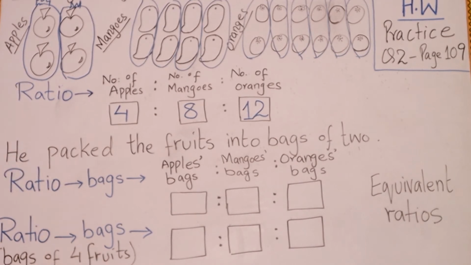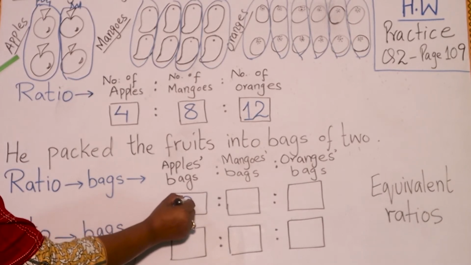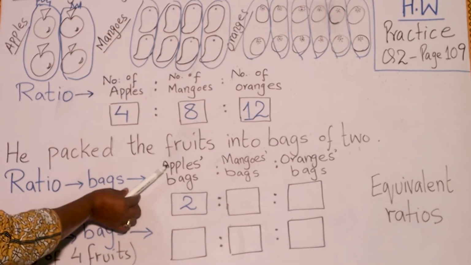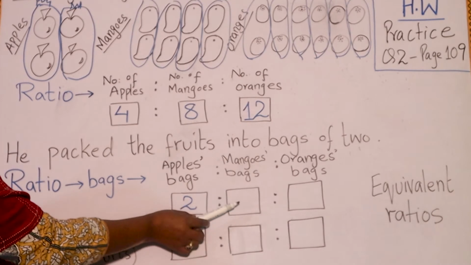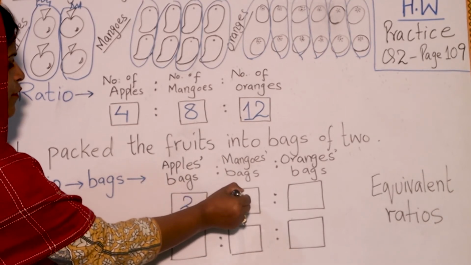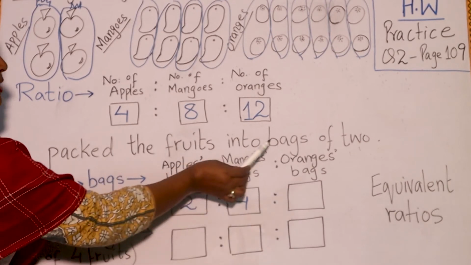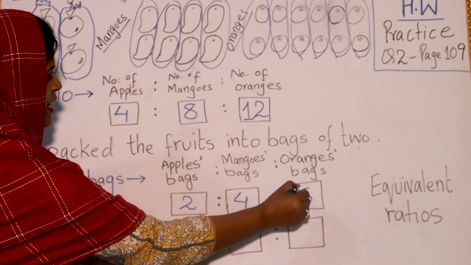Now, he is interested to write the ratio of bags when there are bags of 2 fruits. You can see in the picture that for apples, when he packed 2 fruits in a single bag, the total number of bags for apples is 2. Similarly, bags for mangoes are 4 and the number of bags for oranges is 6.